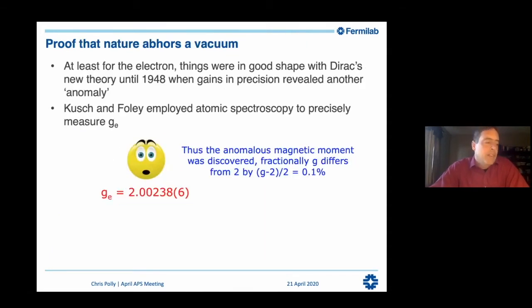So going into the next chapter of the story, which I like to call Proof That Nature Abhors a Vacuum, things were in pretty good shape until 1948, when gains in the precision measurements for the electron g resulted in a value that you see below, where for the first couple of decimal places, it looks like the Dirac theory is all that's there, but by the time you get into the third decimal place, you start to deviate from the prediction of 2. In fact, you deviate by about 0.1%.